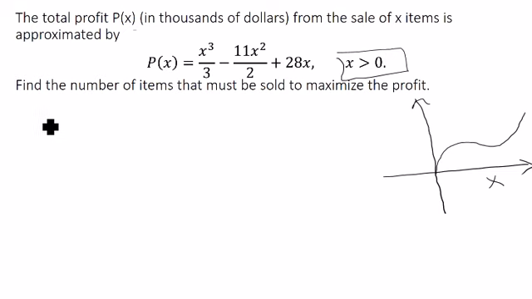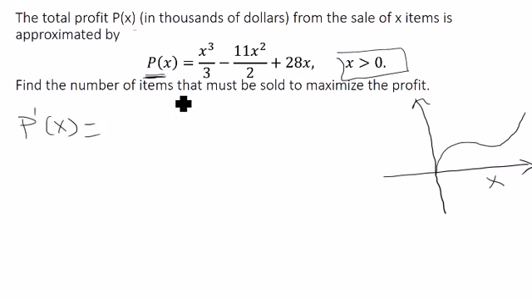Alright, so what we do is use the derivative, and we can use the second derivative test to find the maximum, in this case the relative maximum. So let's find the first derivative of this function, which is p prime of x. I'm using the prime notation here.